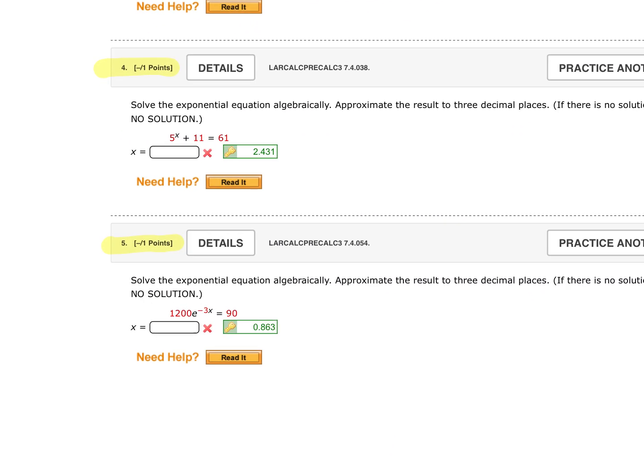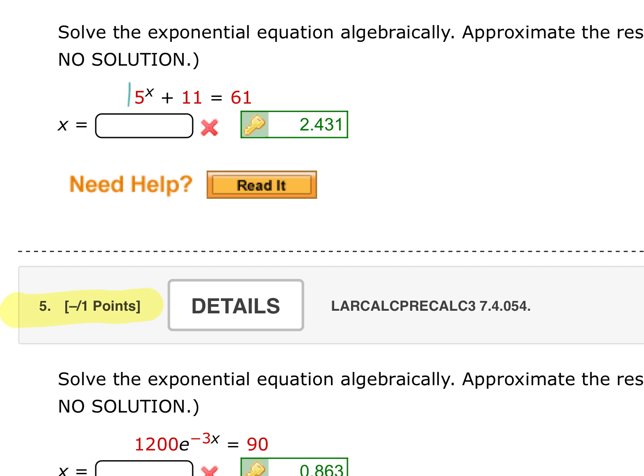Next, let's look at number 4. So again, we want to get the base with the exponent all by itself first. So I'm going to subtract 11 on both sides. So we get 5 to the power of x is equal to 50. What should we do next? Put it into log form.